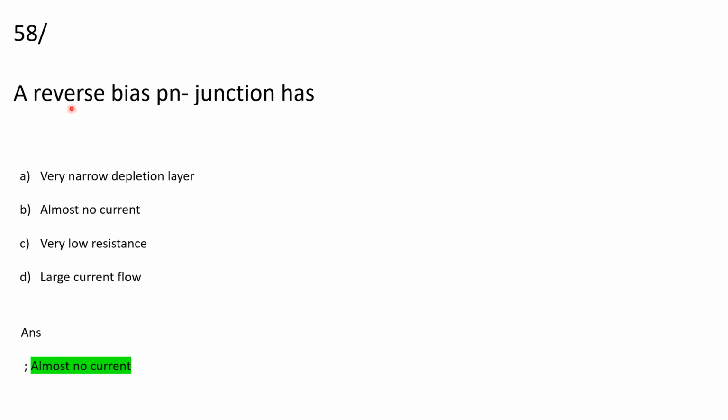Then a reverse biased PN junction has, and the options are very narrow depletion layer, almost no current, very low resistance and large current flow. And we know that the answer will be almost no current.